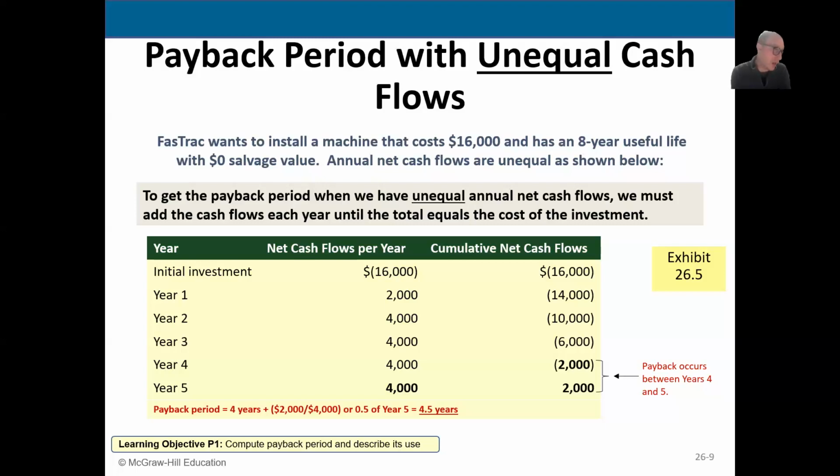You will probably experience a couple of different examples with uneven cash flows, where the net cash flows are not the same every year. It won't be 4, 4, 4, it might be 4, then 6, then 2, then 1. You'll need to find where it reaches 0. That's what ultimately you're looking for, the cumulative net cash flow.